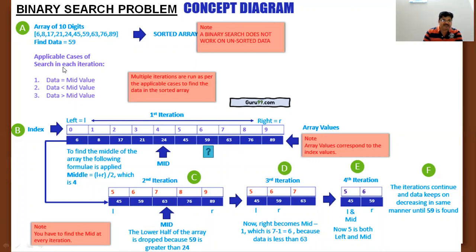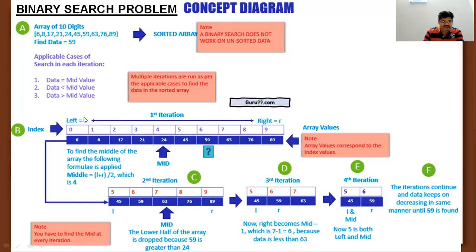When we apply the divide and conquer method to the given problem, there are three cases. The first case is key is equal to mid value. The second is key less than mid value. The third is key greater than mid value. Here, data means the key value. So we compare these three: key equal to mid, key less than mid, key greater than mid.